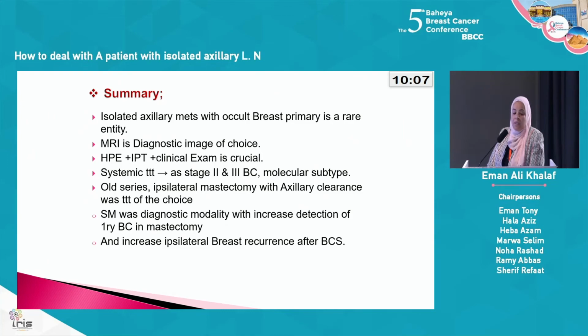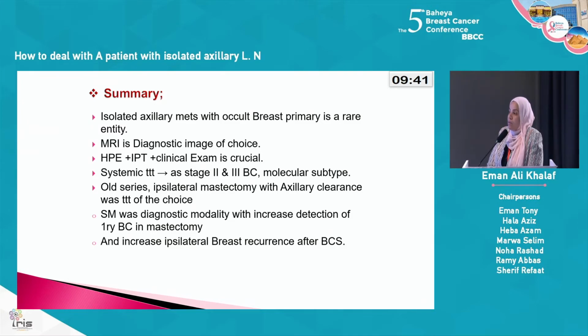So to summarize, the isolated axillary metastasis with occult breast primary is a rare entity. MRI is the diagnostic imaging of choice. Histopathological examination and immunophenotyping with clinical examination is crucial. Systemic treatment should be offered as for stage 2 and stage 3 breast cancer and according to the molecular subtype. In all series, the ipsilateral mastectomy with axillary clearance was the treatment of choice.